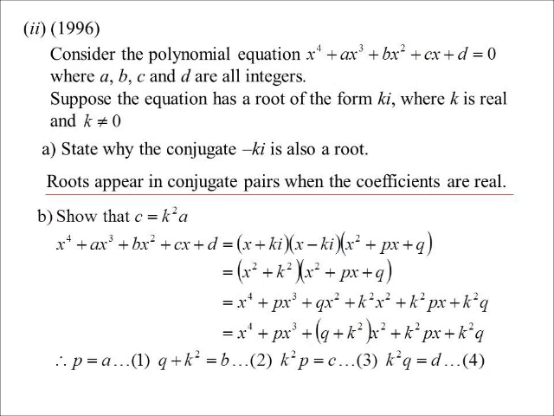I know that P is equal to A, Q plus K squared is equal to B, K squared P is equal to C, and K squared Q is equal to D. We want to show C is K squared A. What have I got so far? There we go. Yeah, if we combine 1 and 2 together, we've got that. Oh, sorry, it's 1 and 3, not 1 and 2. 1 and 3, we get K squared A is equal to C.